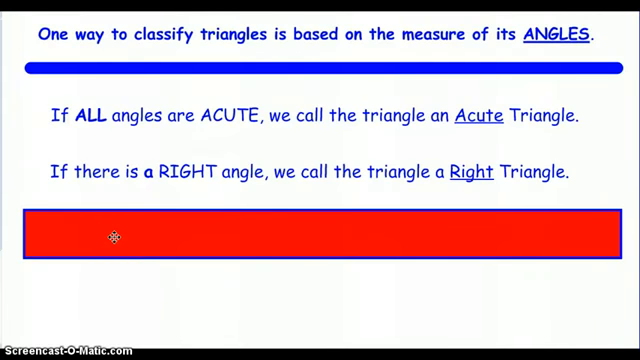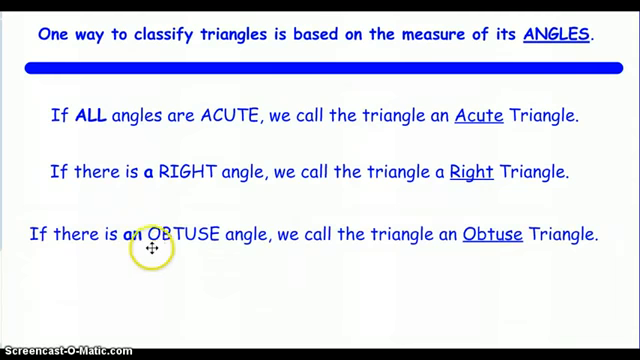And then finally, if they're not all acute, then we look to see, is one of them obtuse? Because if one angle is obtuse, then we call it an obtuse triangle. It's not possible to have a right angle and an obtuse angle in one triangle. If you don't believe me, try drawing a triangle that has one right angle and one obtuse angle. It's not possible. You would have to have more than three sides in order to close that figure, so it wouldn't be a triangle. So those are the three types of triangles when we're just looking at angles.